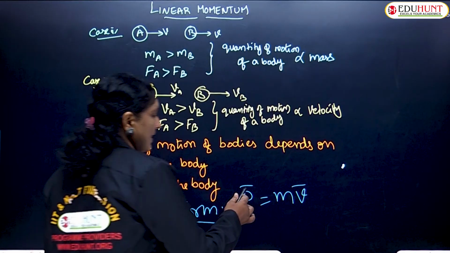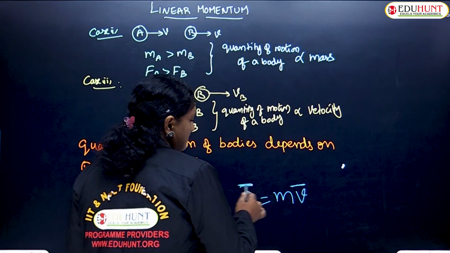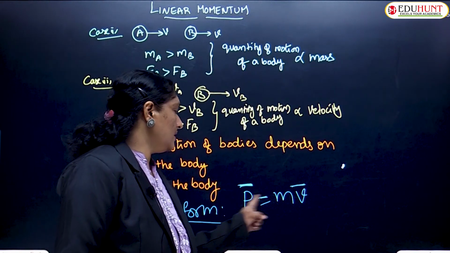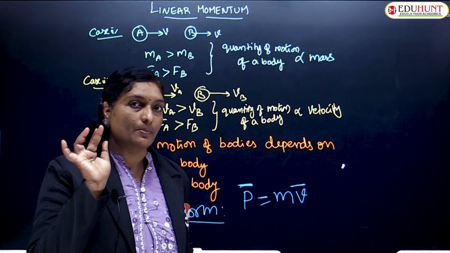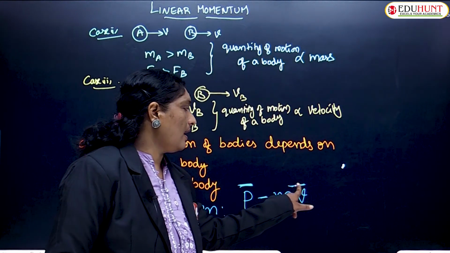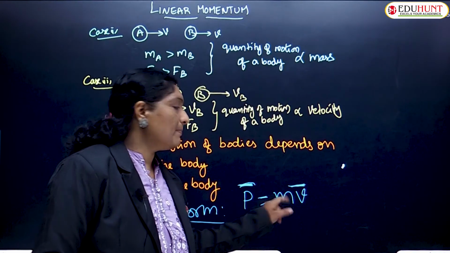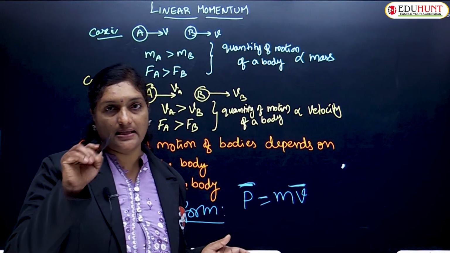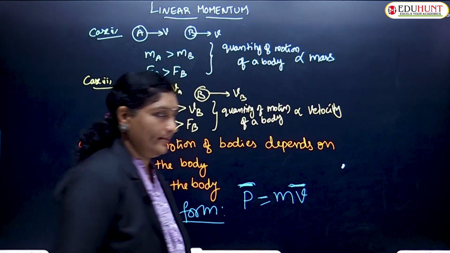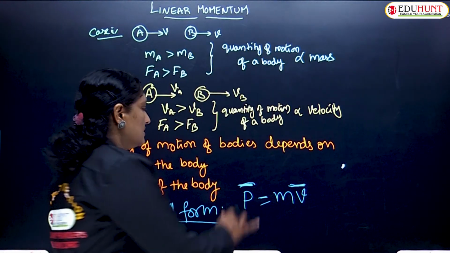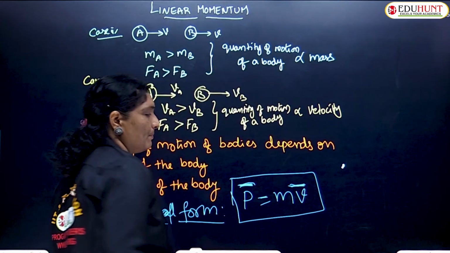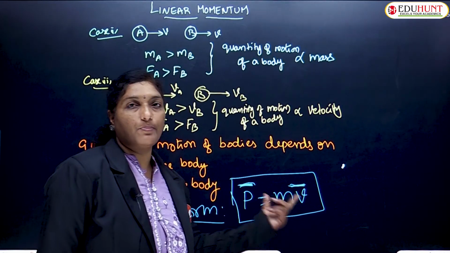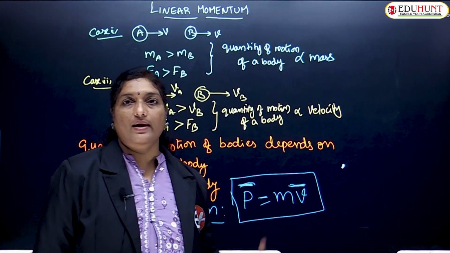Children, you would have observed that here I kept a bar over it. This bar indicates a vector quantity. Here velocity and momentum are vector quantities, so to represent vector quantities I write this bar over them, but mass is a scalar quantity, hence I need not write any bar over it. Always, vector quantities are represented by a bar overhead. This is the mathematical form of linear momentum. Linear momentum p bar is the product of mass of the body and velocity of the body.